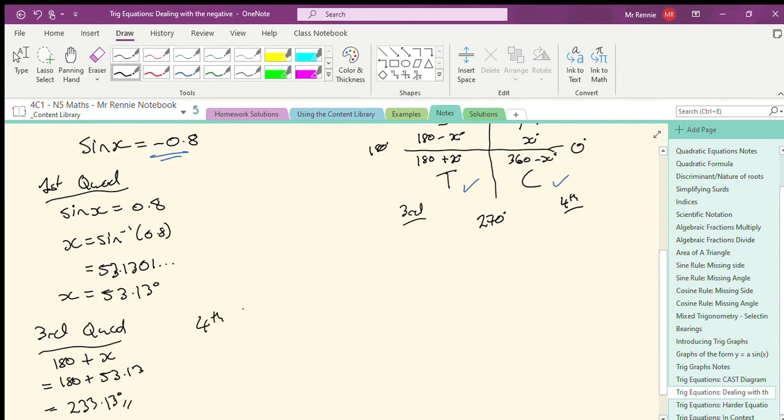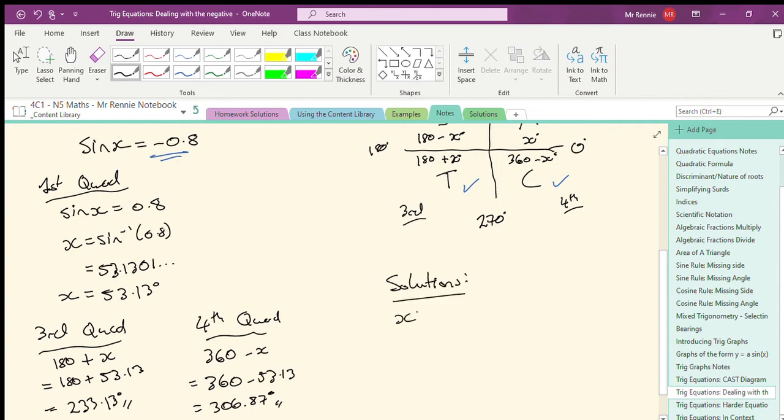My next answer lies in the fourth quadrant. So that's going to be 360 minus my answer x. That's the rule it says there. So that's 360 minus 53.13, and that gives me an answer of 306.87 degrees. I was going to write down the wrong number there.